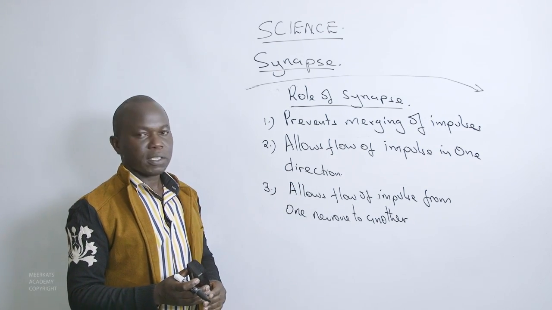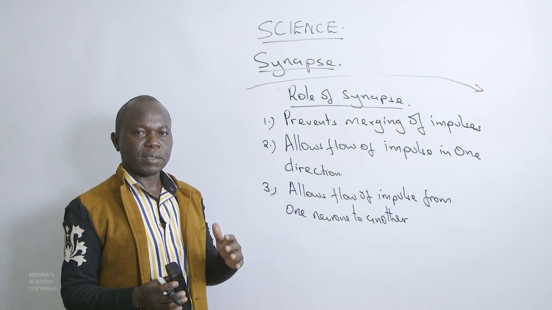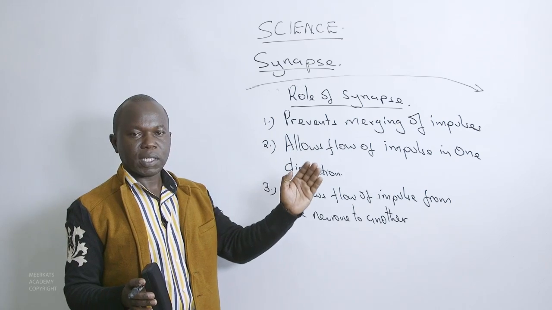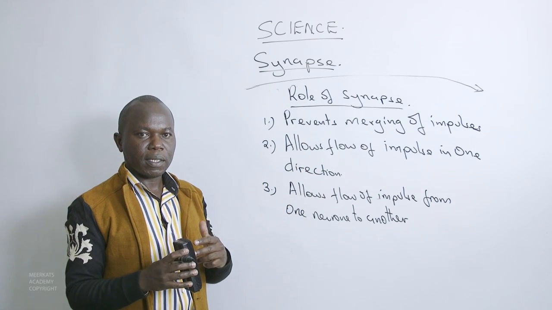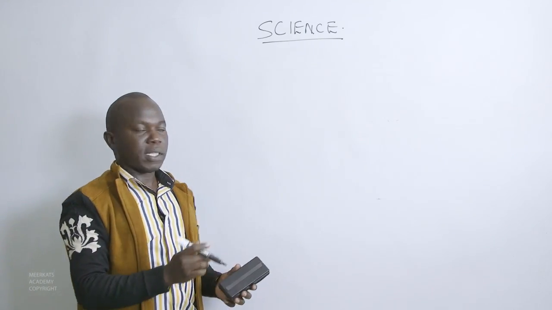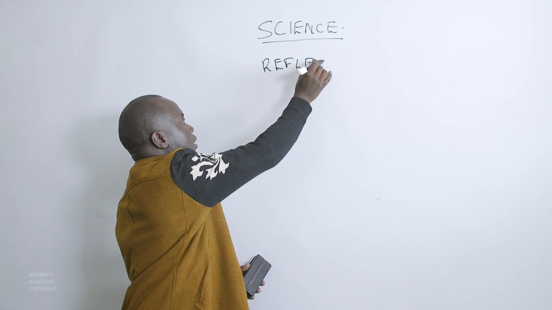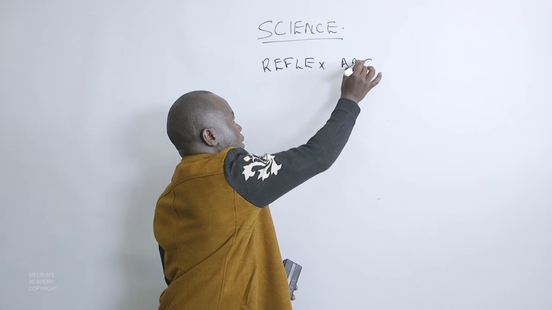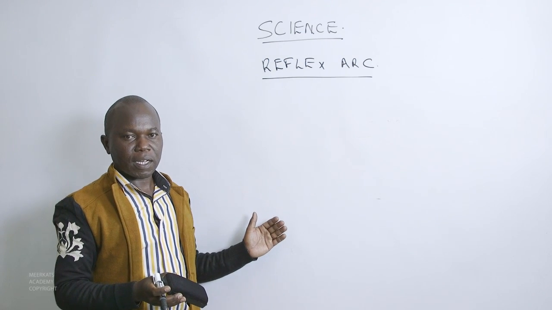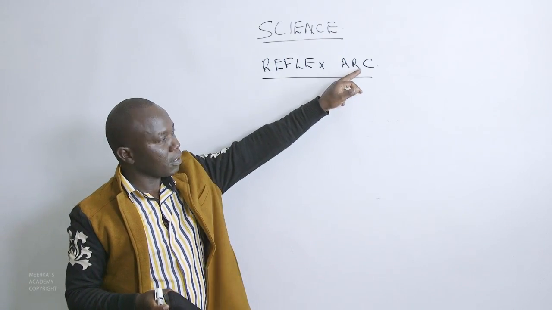Now, having looked at this, we can look at how the whole nervous system functions using the three neurons across the synapse linking in the brain and in the spinal cord. So for us to understand that, we look at this mechanism, the reflex arc. An arc can be described as a pathway. An arc is simply a pathway.